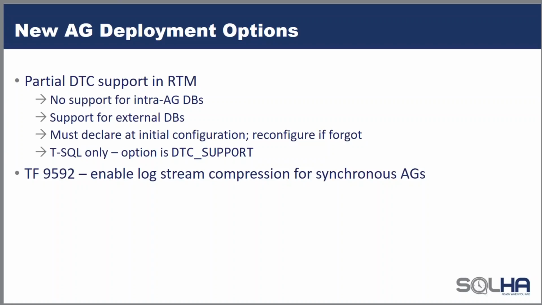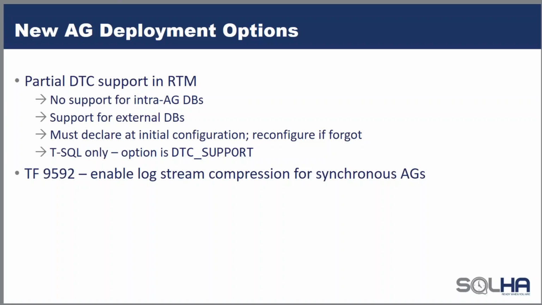So if you remember, if you played with any of the CTP releases or the RCs, you may have noticed that at one point it was actually a checkbox in the GUI on the wizard. They took that away. So it's T-SQL only. So if you want to have availability groups use DTC, you have to do it at creation time, otherwise you're going to have to recreate it. The option is called DTC support. You can look that up in the syntax for ALTER AVAILABILITY GROUP.